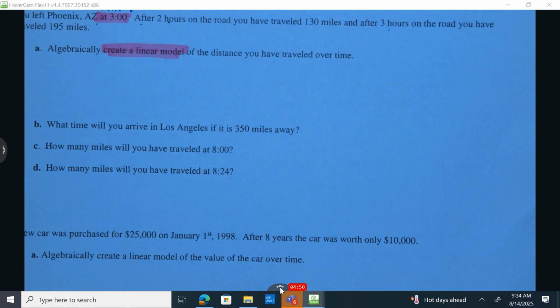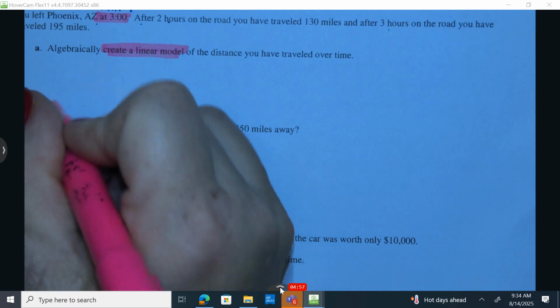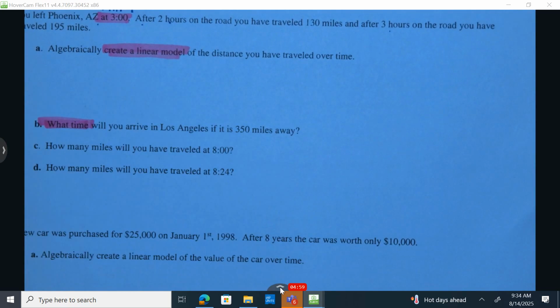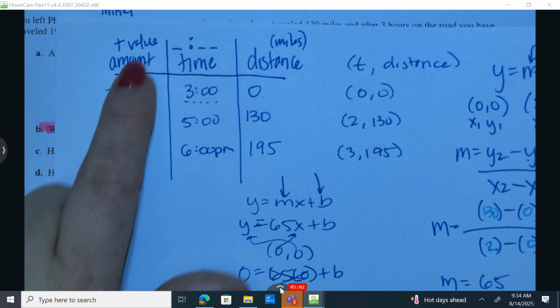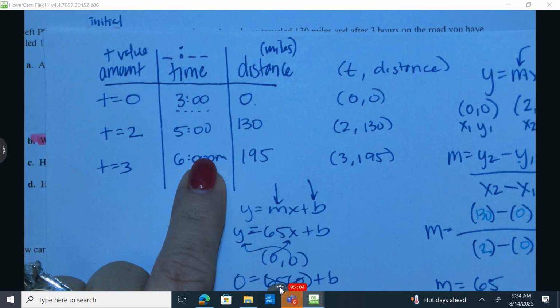I'm going to flip this. Part B, what time will you arrive? So what is the time? This is really the key here. Can everybody underline this? What time? So we know time, we're going to have to figure out a t value, and then we're going to have to transition it back into time.